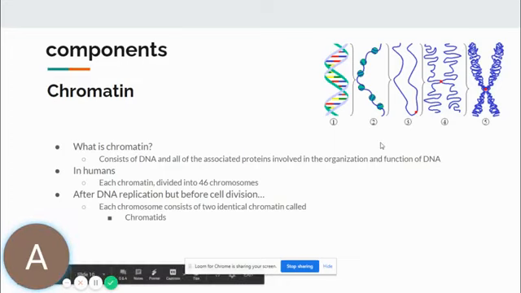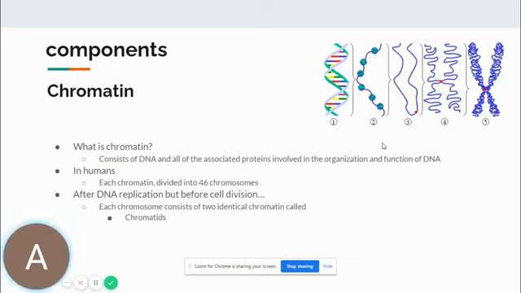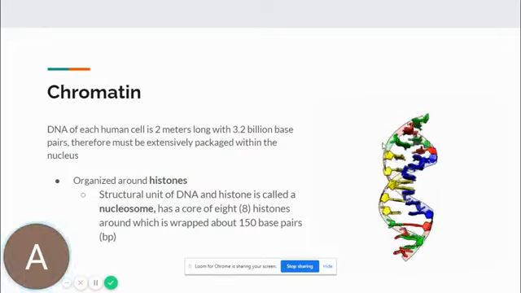After DNA replication, but before cell division, each chromosome consists of two identical chromatin called chromatids. Okay, so remember in mitosis, in cell division, each chromosome consists of two identical chromatin. So in humans, 46 chromosomes, 23 pairs.